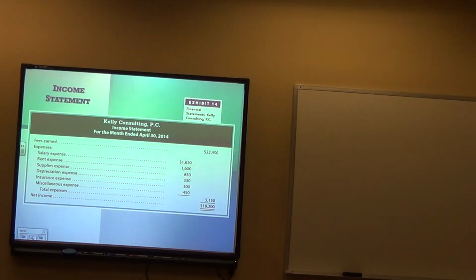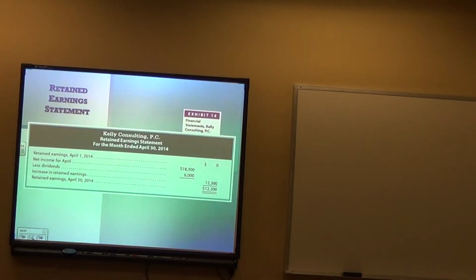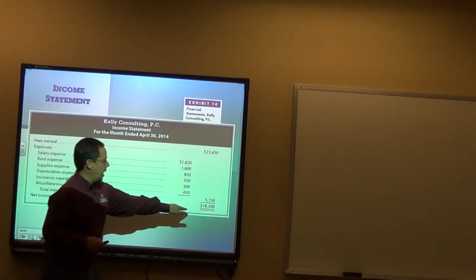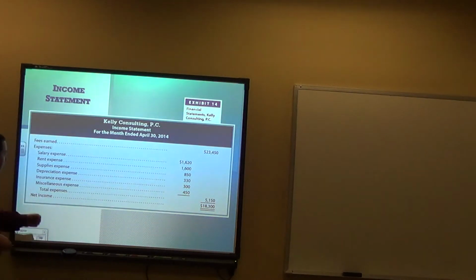Then we prepare our financial statements, which starts with our income statement. We have to prepare this before we zero it out, and then provide that out to everybody, or whoever needs to get that. So, this is our basic information here. Fees earned, all the expenses, total expenses, net income. And that information, we have $18,300. That is our net income.